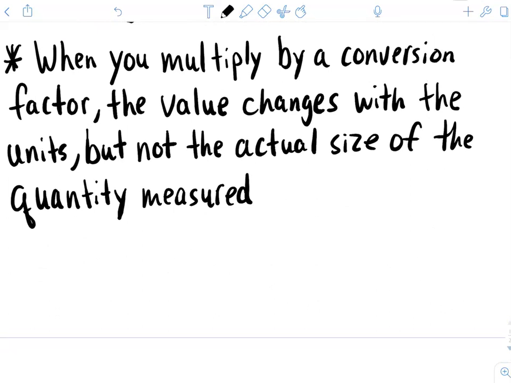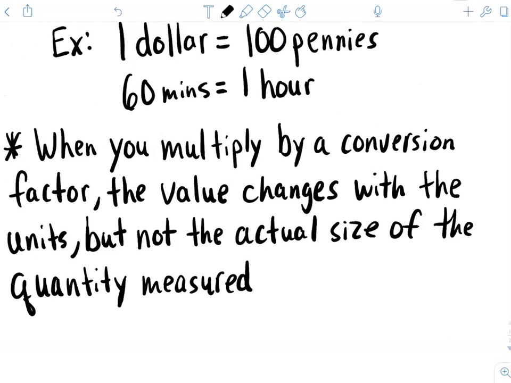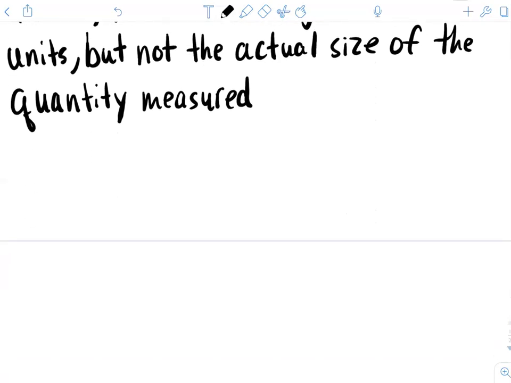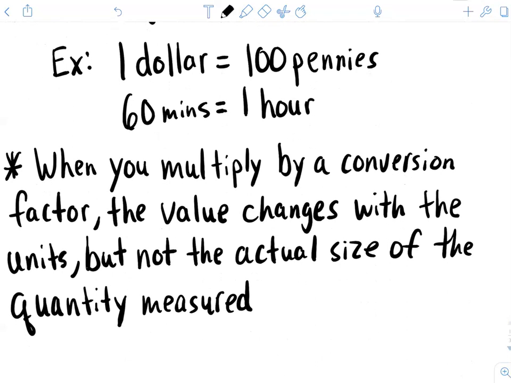When we do that, the number is going to change. However, the actual size of what we are measuring is not going to change, because if I look at $1 equals 100 pennies, both of those are measuring a dollar. It's just different units. That's what we're saying here. Okay? Now, let's talk about what the actual definition of dimensional analysis is and how it relates to this idea of conversion factors or these equivalent measures.